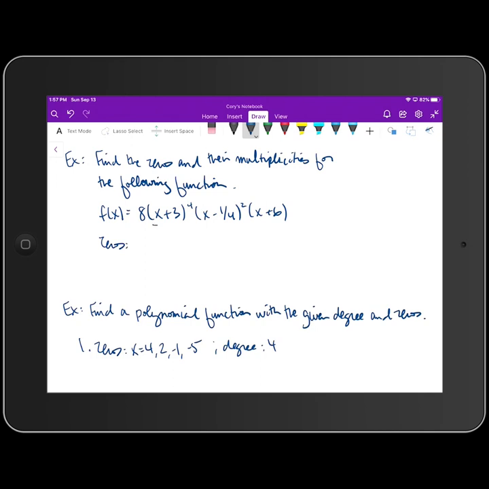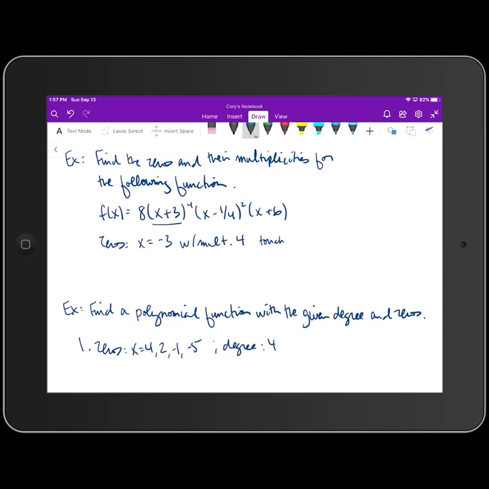So the first zero is going to be the value that makes that first factor 0. So that's going to be x is equal to -3. And then if we want to identify the multiplicity, it's going to be the exponent for that factor. So that multiplicity is going to be 4. And since the multiplicity is even, the graph is going to touch the x-axis at x is equal to -3.